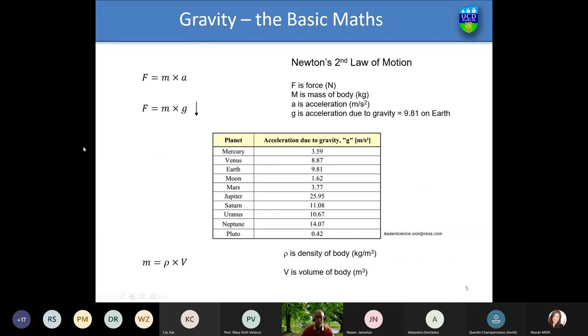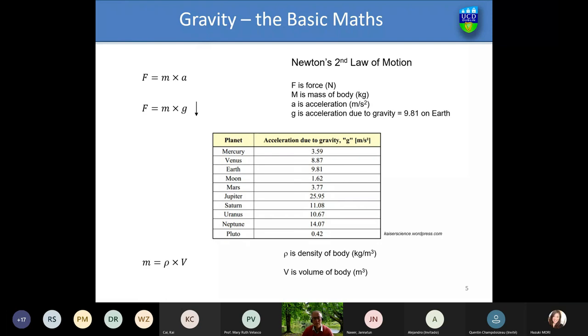So just some basic maths. Again, this is a general presentation, so I won't get into too much detail, but of course force equals mass times acceleration, according to Newton. For gravitational force, the acceleration is that due to gravity, which is 9.81 meters per second squared on Earth. But of course, on different planets and our moon, there are different values of gravity. For example, on Mars, it's 3.77 meters per second squared.